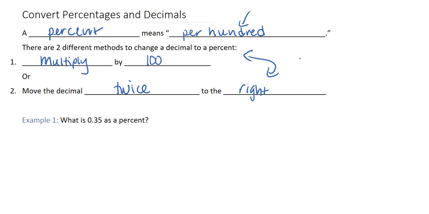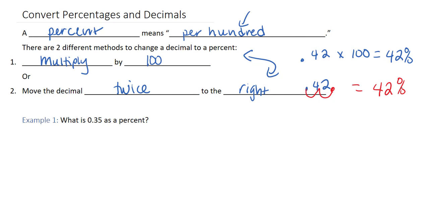So if we have a decimal like 0.42, we go ahead and multiply it by 100, we get 42, which then would be a percent, right? Or we could go ahead and go 0.42, move the decimal to the right twice, and we get 42%.